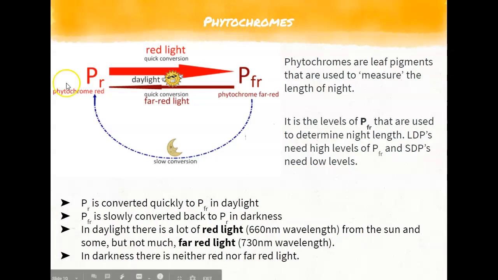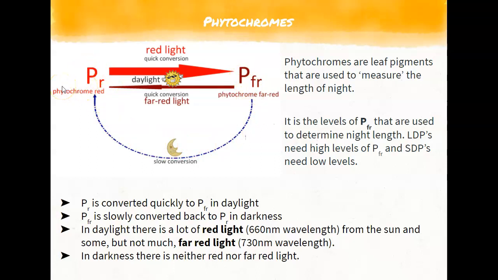So a quick overview of what happens during a day is PR is converted to PFR during the day. You can see that here, that during the day you see PR with a bigger arrow being converted to PFR. It happens a lot and it happens quickly during the day. PFR slowly comes back to PR during the night. So you get a lot of PR from the sun and it's converted straight into PFR. As the night happens, PFR slowly goes back to PR.